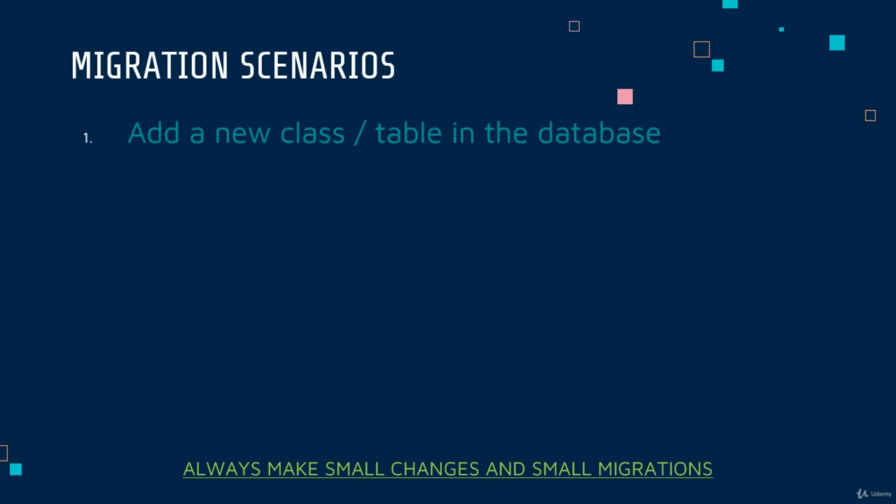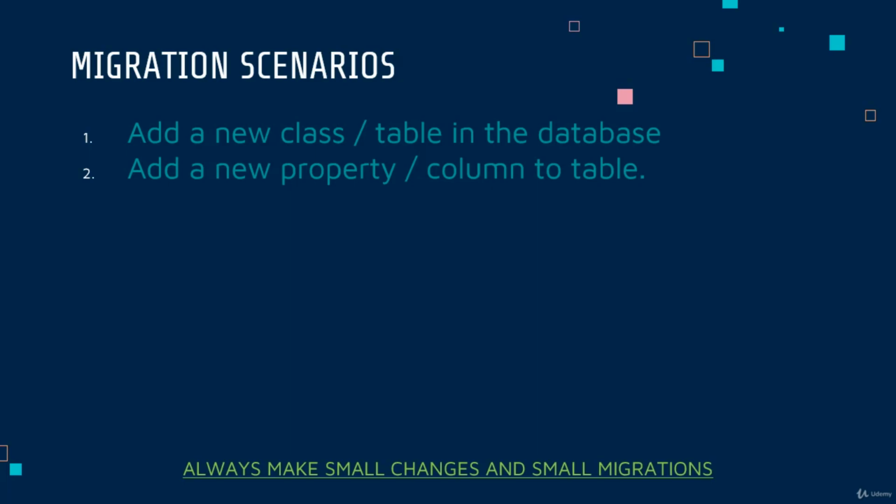Next thing is the first scenario that we took care of is when we add a new class or table in the database. We created 2 classes, genre and category, and we pushed those to the database and we created those tables. After that, what we have is we can add a new property or column to the table. Let's take a look at that.